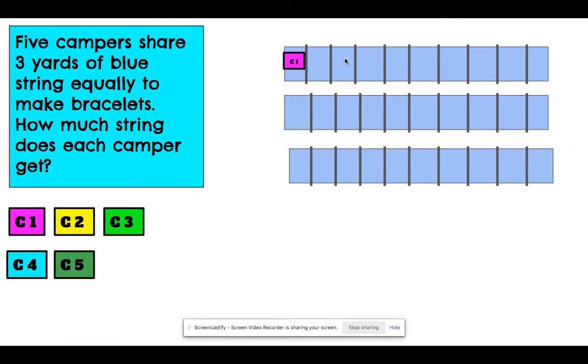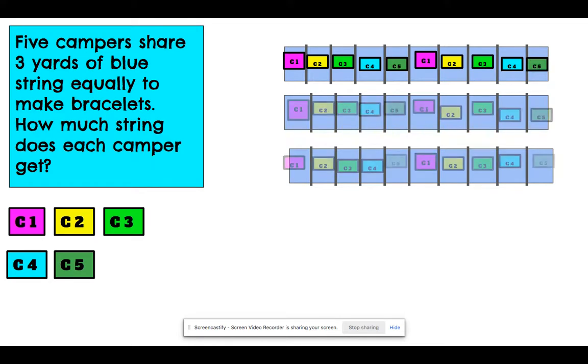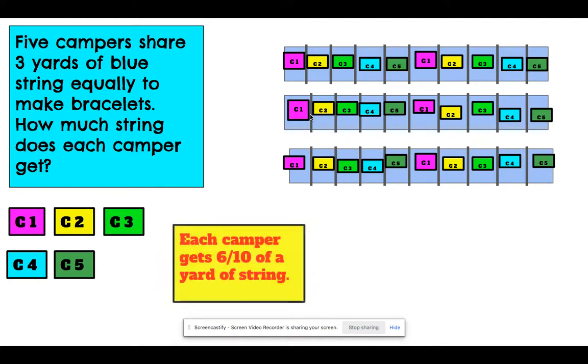Again, I'm going to divvy them up equally. Camper 1, 2, camper 3, camper 4, camper 5. I'm going to start over again: camper 1, camper 2, camper 3, camper 4, camper 5, and so on. If I just continued, it would look like this, right? In this scenario, each camper is getting 6/10 of a yard of string, and let's count them. Let's count camper 1 again: 1/10, 2/10, 3/10, 4/10, 5/10, 6/10.